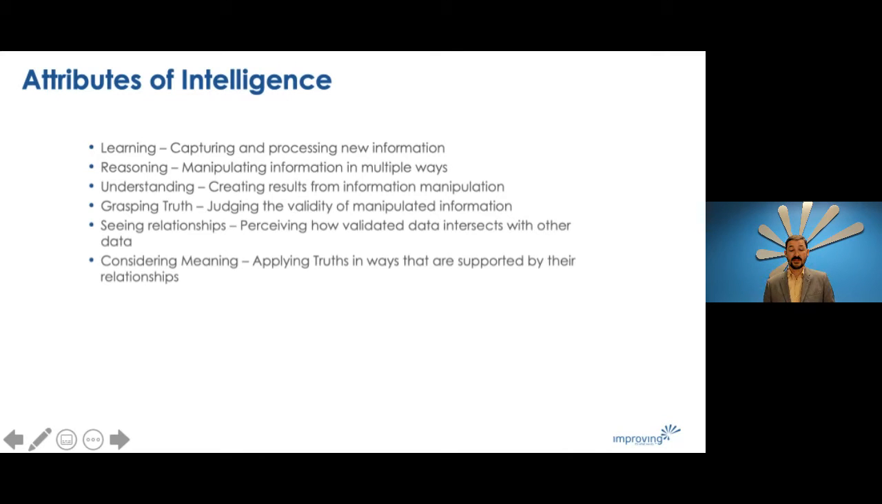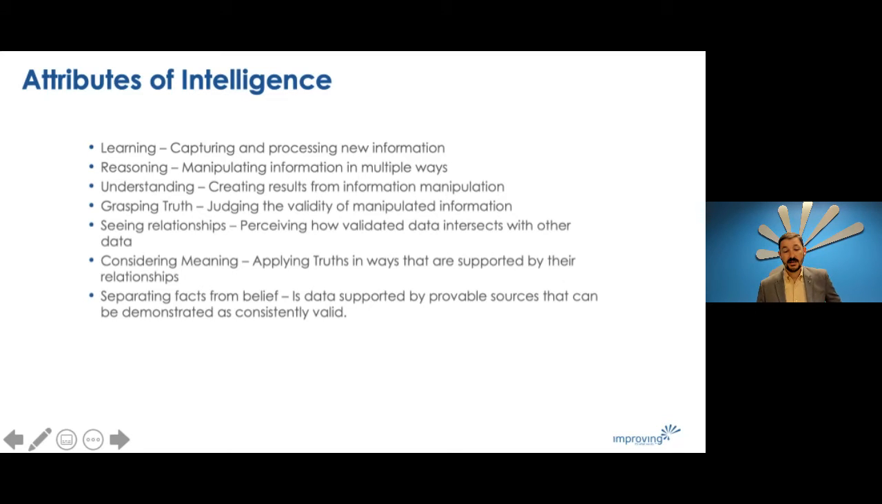Now, from that, we start to apply truths that support these relationships, right? Like these are my toys, those are your toys, because my toys stay here, your toys go home with you. Those types of understanding and considering meaning start to show up. And then we start separating what we believe versus what is true.